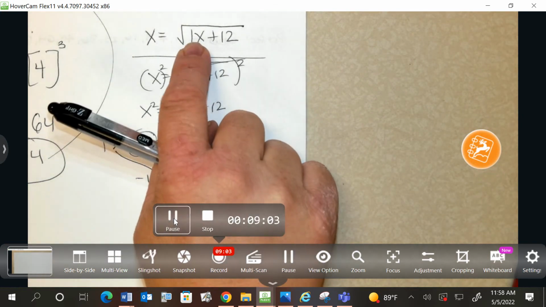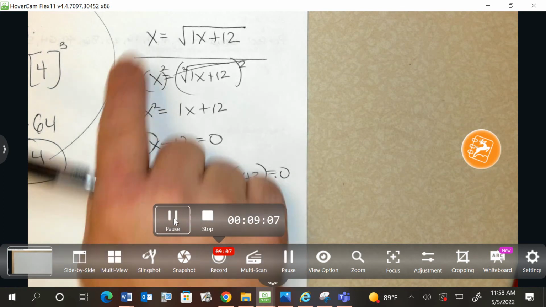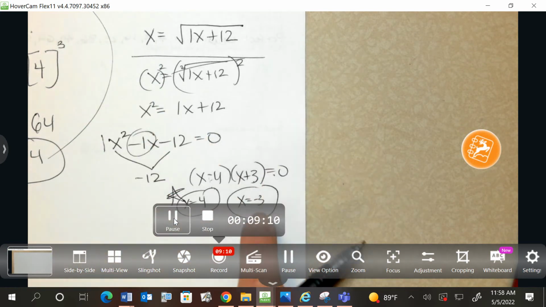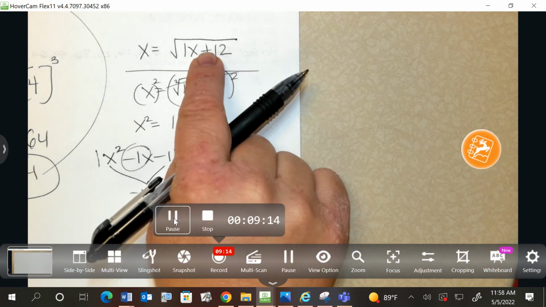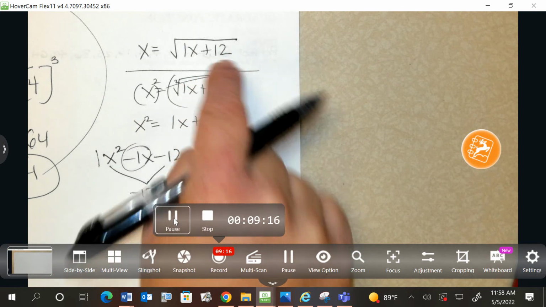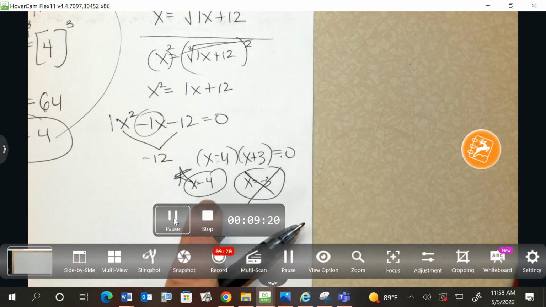So if I plug in 4, I know 4 plus 12 is 16, and the square root of 16 is in fact 4. This works. Now I check -3. -3 plus 12 is 9. The square root of 9 is 3, not -3. So this is an extraneous solution. There is only one solution.